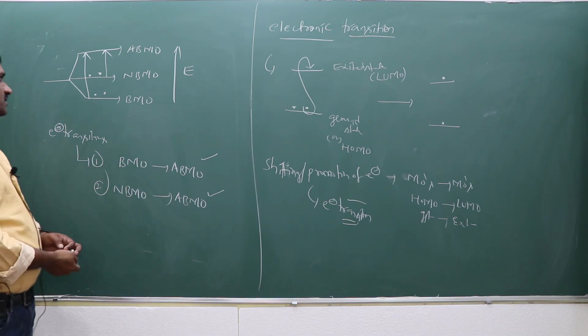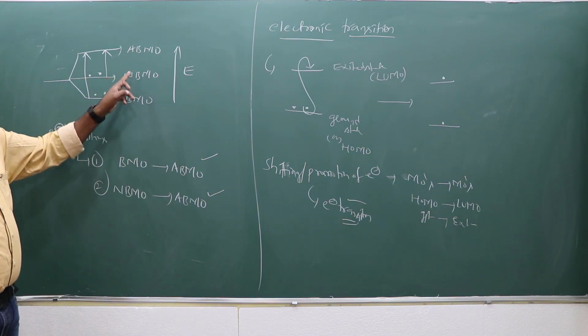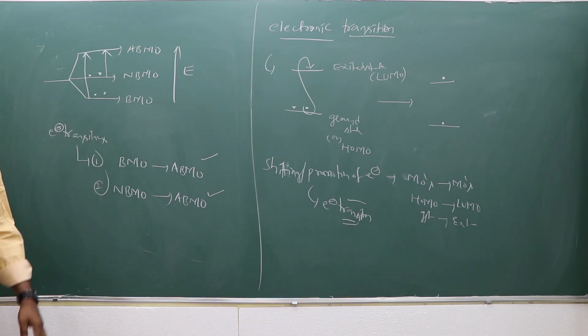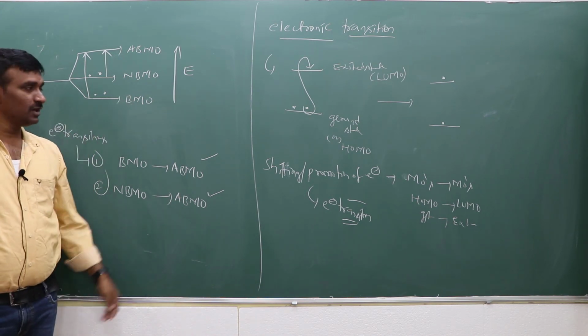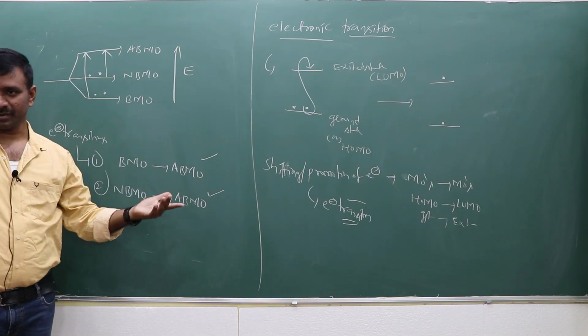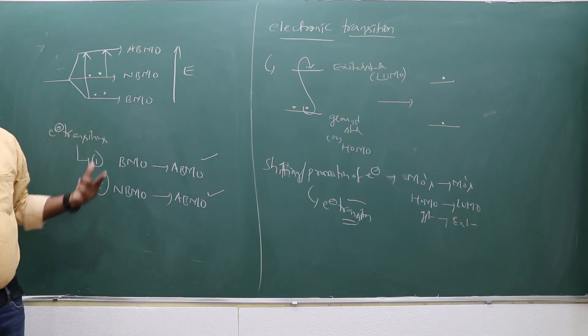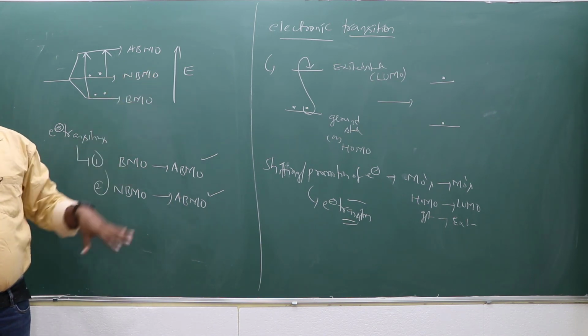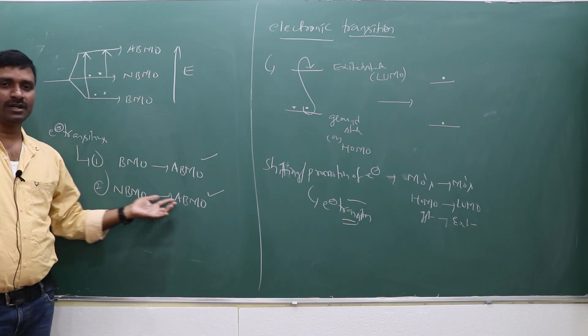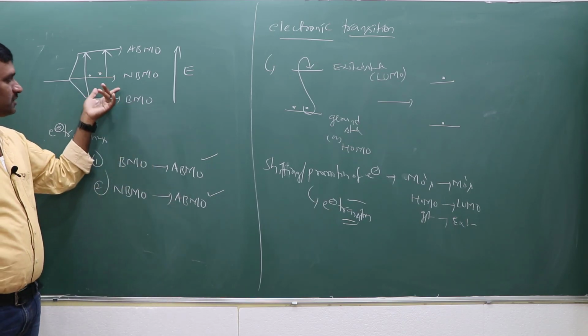But electronic transitions are not possible from anti-bonding to non-bonding or anti-bonding to bonding; the reverse manner is not possible. Sigma star to sigma is not possible, while sigma to sigma star is possible. Pi star to pi is not possible, while pi to pi star is possible. The direction must be bonding to anti-bonding or non-bonding to anti-bonding.